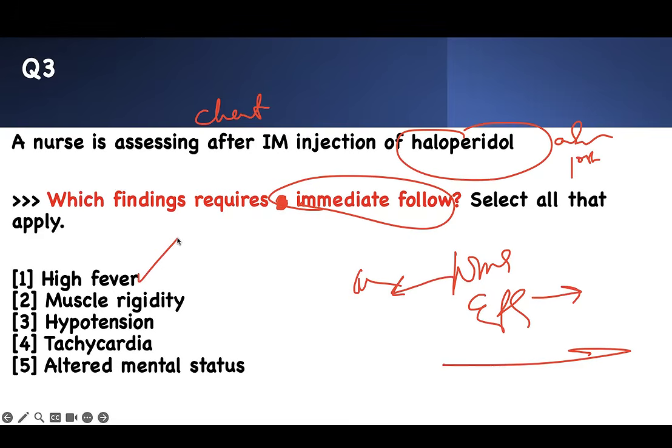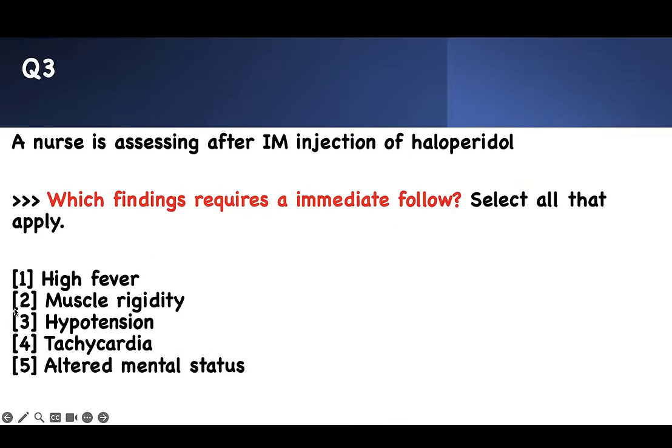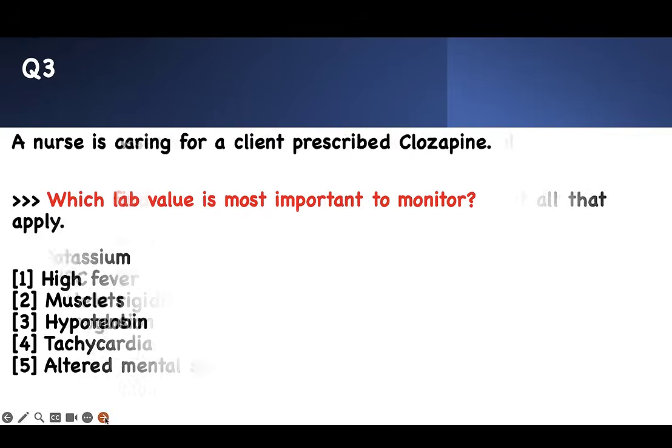What is the problem? High fever, I don't like it. Muscle rigidity, I don't like it. Hypotension, I don't like it. Tachycardia, I don't like it. Altered mental status, I don't like it. What does that mean? You have neuroleptic malignant syndrome. These are all consistent with giving haloperidol, which are bad side effects. The nurse should intervene and require follow-up.